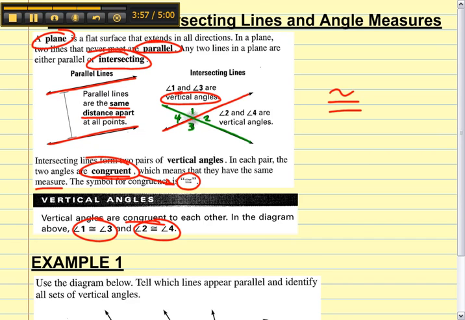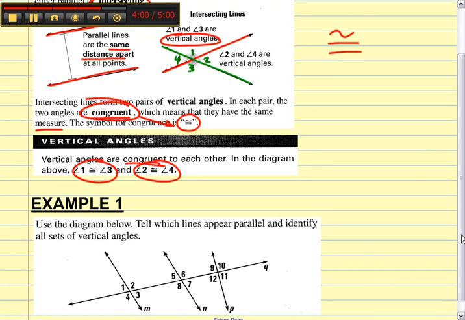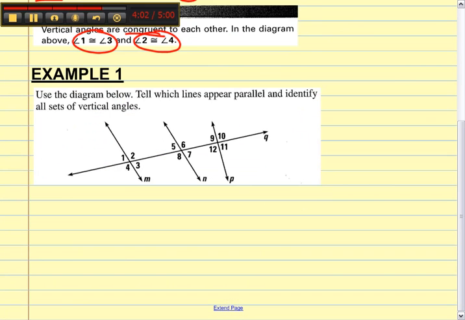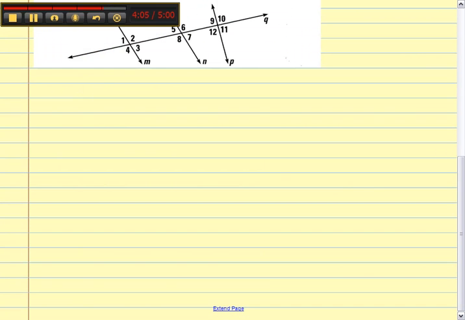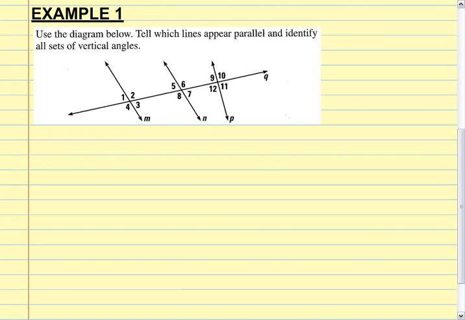Let's go down here to example number 1. Emily, you're going to help me out here. Let's see. There we go. All right, Emily. Now, example number 1 says, use the diagram below. Tell which lines appear parallel, okay, and identify all sets of vertical angles. I don't know if we can do this in 40 seconds. Can you tell me which lines, and they have names, these letters, which pair of lines look parallel? N and M? Yeah, N and M look parallel. And these two long lines together between that, that's a symbol for parallel.